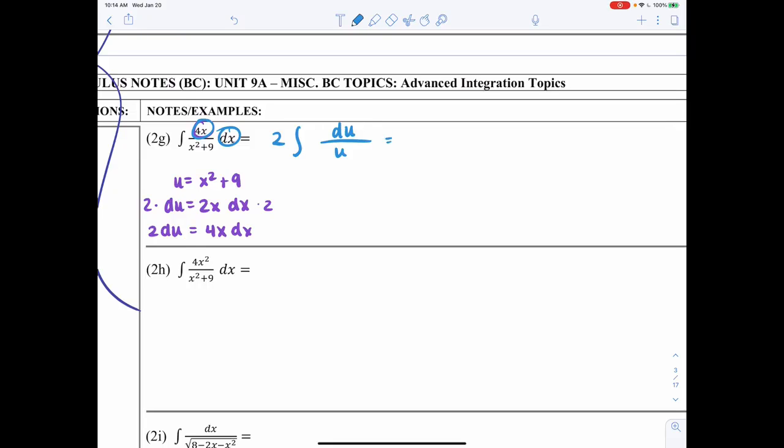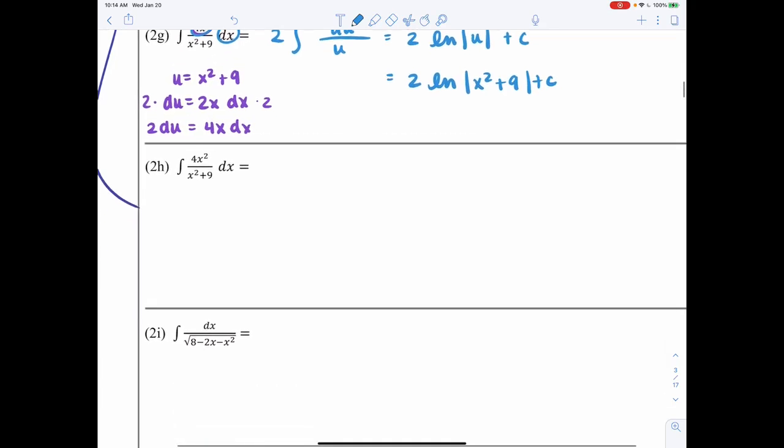Okay, integration rules. Integral of 1 over u, 2 times the natural log. Don't forget the absolute value of u plus c. Your last step is to throw the u back in. So I'm mixing in a little bit of definite integrals, a little bit of indefinite integrals.